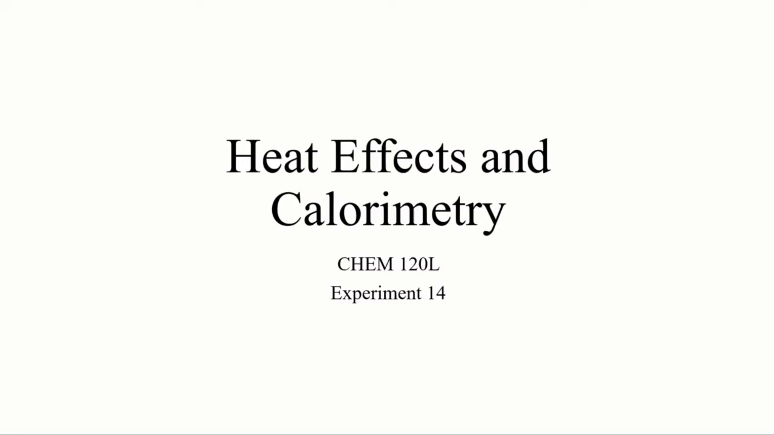Hello again. Today we will answer the advanced study assignment for experiment number 14, heat effects and calorimetry. Just a reminder, the advanced study assignment calculations are similar to the lab report calculations. In this particular case, question number 1 is the calculations for part A of the experiment titled specific heat, and question number 2 is the calculations for part B, heat of solution. Part C will include calculation from both question 1 and 2.